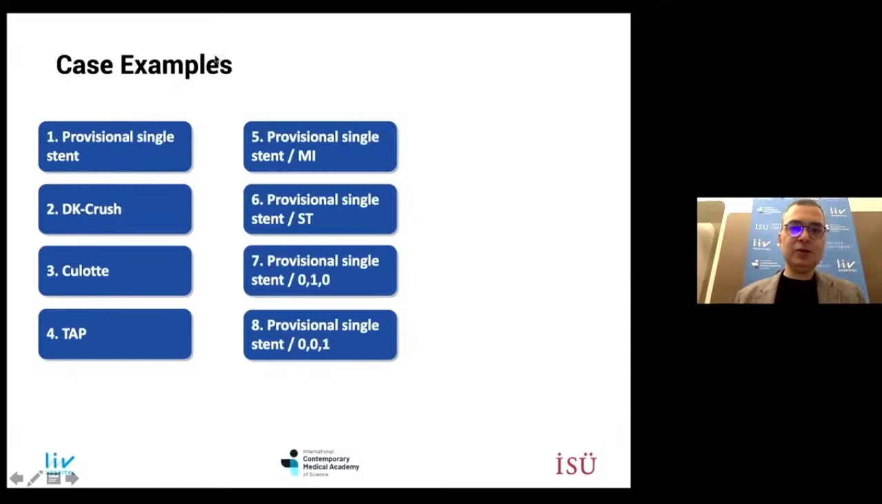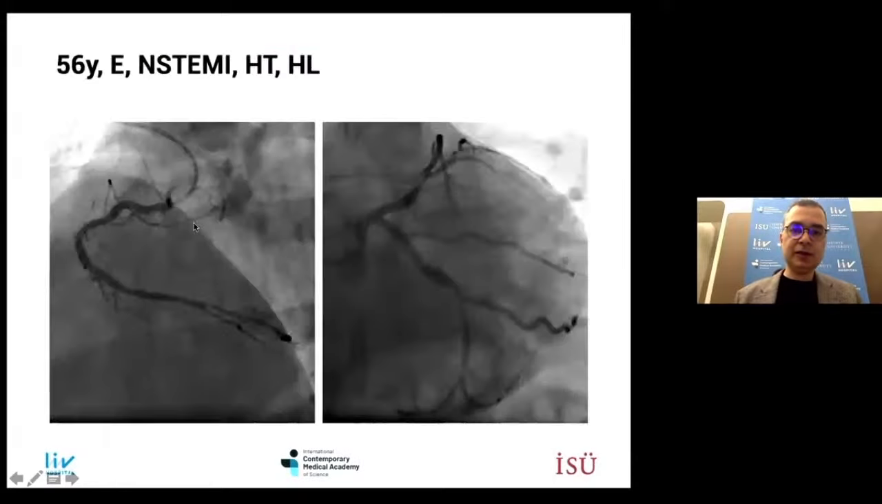Until the question comes, I'm going to advance with the cases. So in this diagram, we have lots of cases. Now I'm going to maybe choose a DK crush, which is a more complicated case. And after that, we can return to a provisional case, maybe again. So this is a DK crush example.